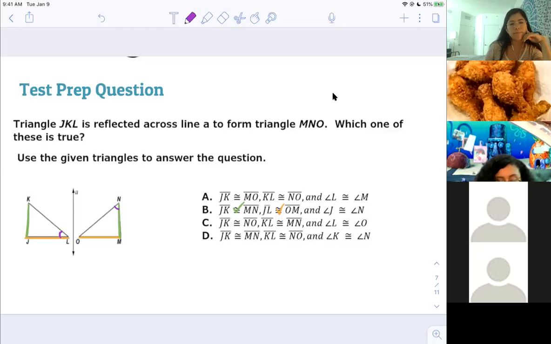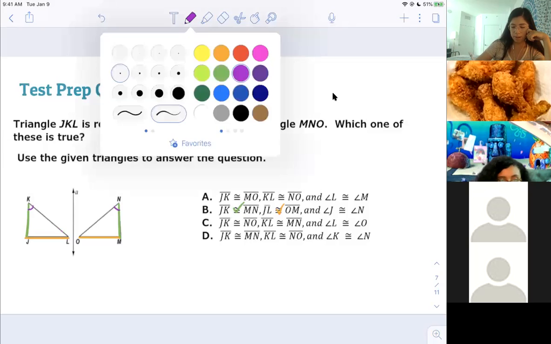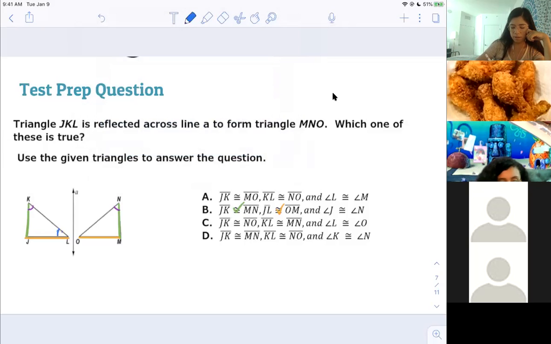Because they're in different places. So supposed instead of angle N, what should it be? Angle K. Okay, so you're saying K corresponds to N, and what does L correspond to? Oh, O. Exactly, because it flipped over that reflection line.